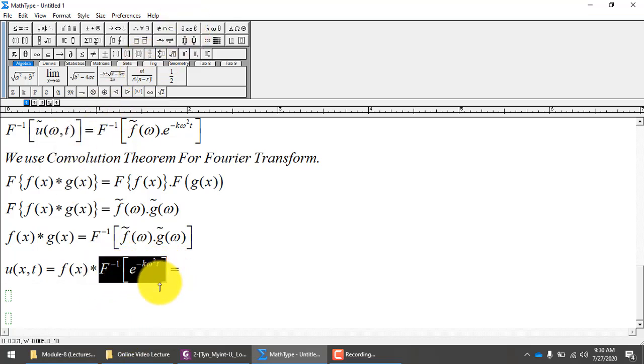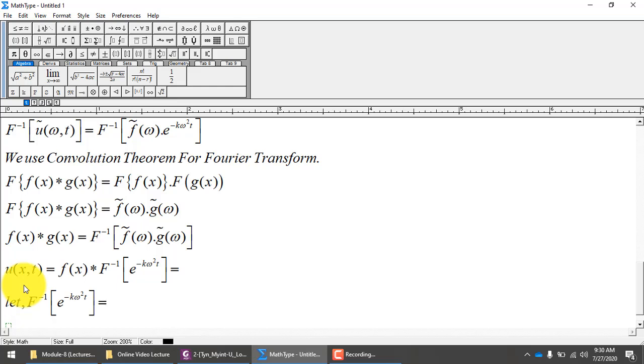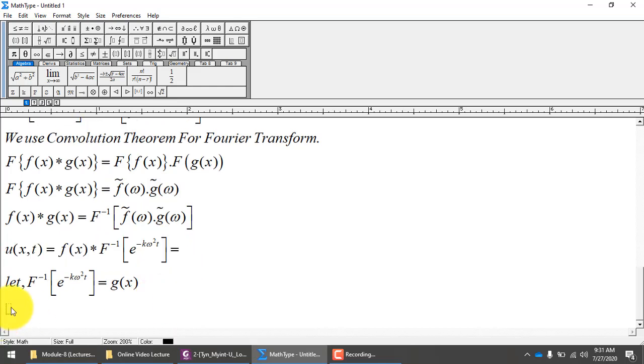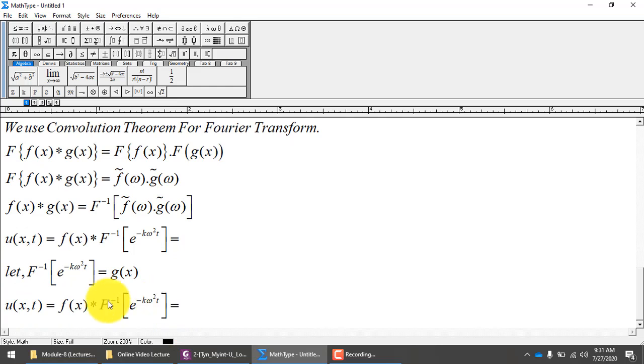Okay, name this thing. Firstly, let this be equal to some, we don't know, g of x. I don't know what g is, but let's just suppose this is equal to g of x. Now what will this equation become? This equation will become f of x star g of x. Okay, star g of x. What will be the convolution?